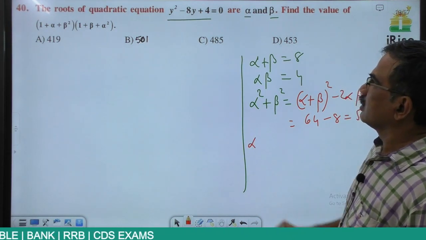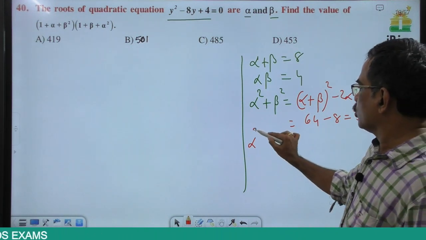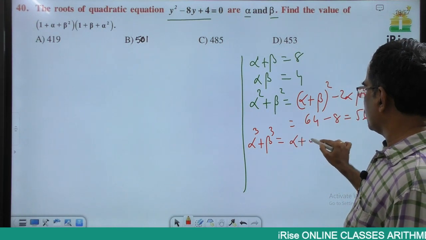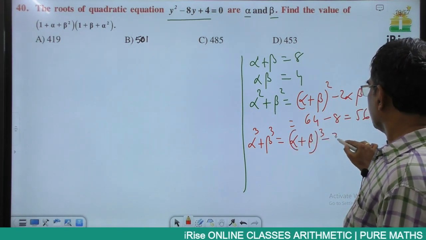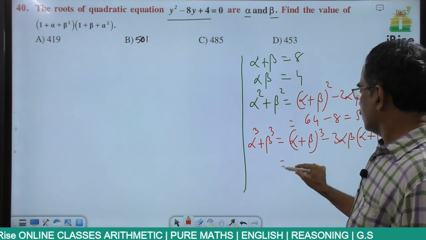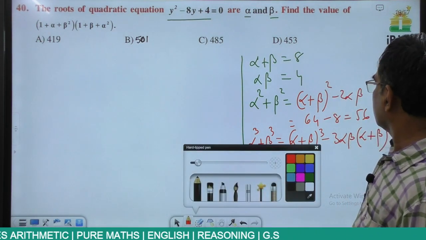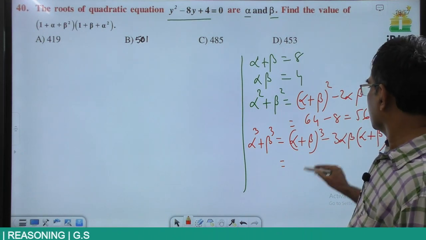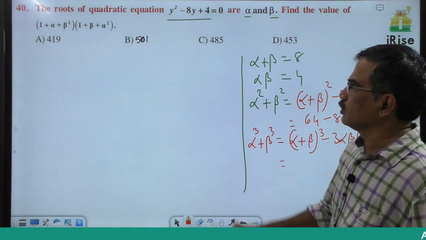Similarly, alpha cube plus beta cube is equal to (alpha plus beta) whole cube minus 3 alpha beta into (alpha plus beta). Okay, here I think this is not necessary. Just I want to go through the question.